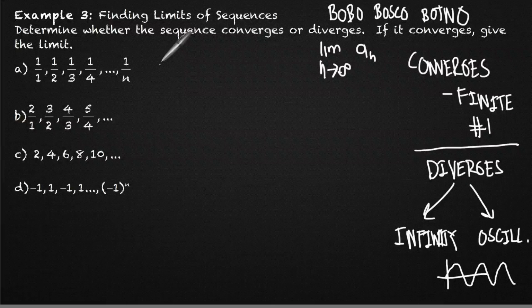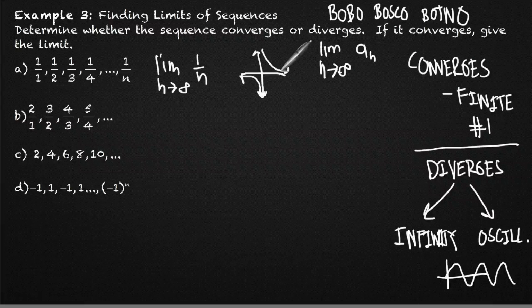All right, and so now we can ask the question, as n approaches infinity, what is 1 over n doing? Well, there's a couple ways to look at this. We know the graph of 1 over n looks like this. This is a rational function, a reciprocal function. So as the x-axis goes towards infinity, the y value is heading towards 0.